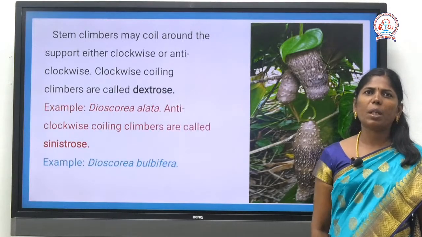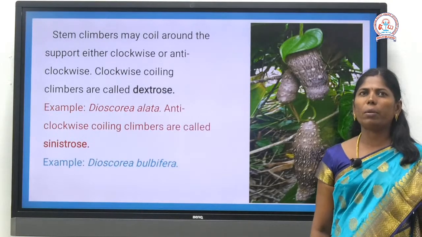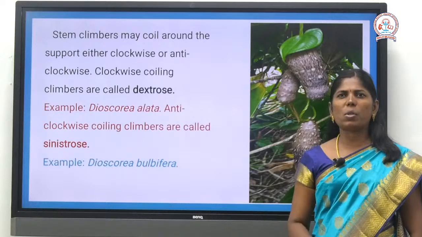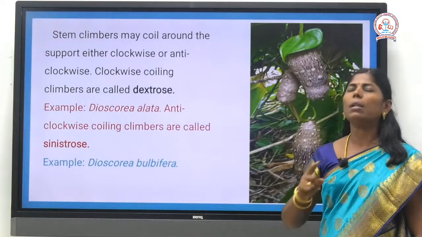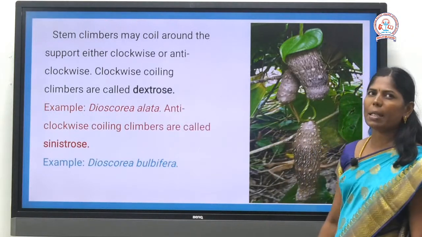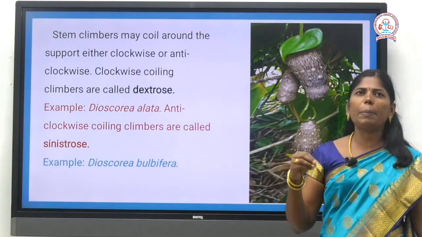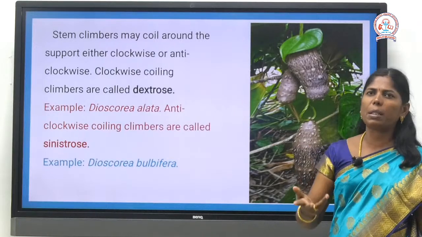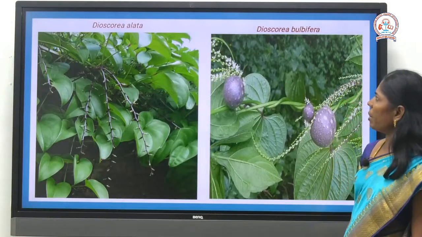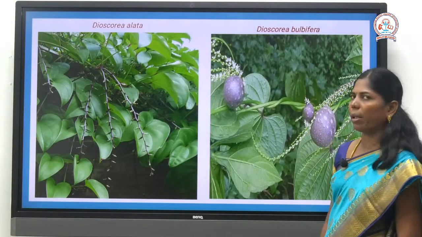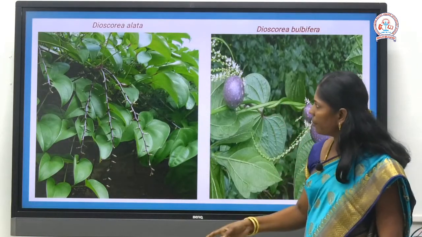The propagules are there. Another one is anti-clockwise coiling, which is sinistrorse. There is dextrorse and there is sinistrorse. Dextrorse coils clockwise, and sinistrorse coils anti-clockwise. Dioscorea is an example for the anti-clockwise. Which part is climbing here? The stem, the total stem part climbs. Dioscorea and Dioscorea bulbifera are examples. You can see that one is anti-clockwise and another is clockwise.